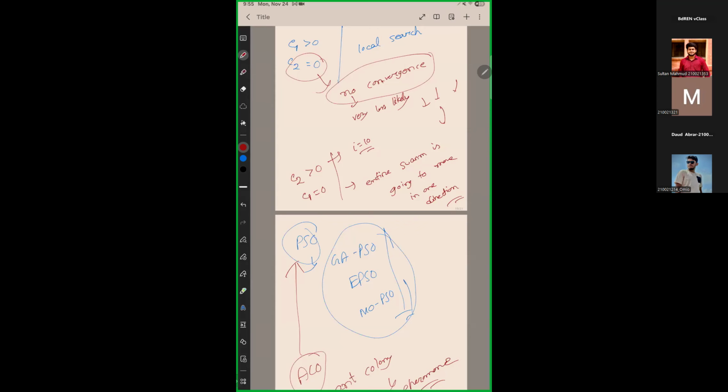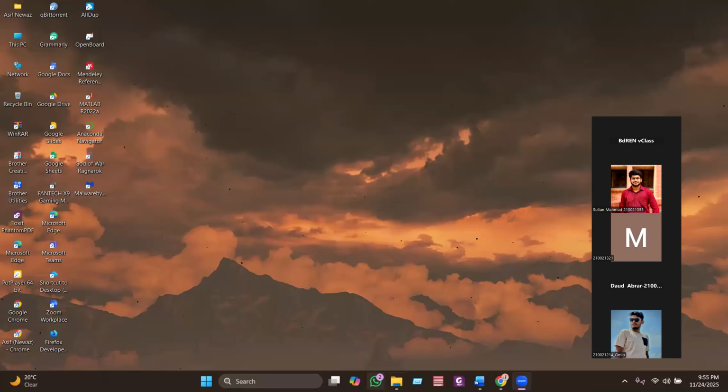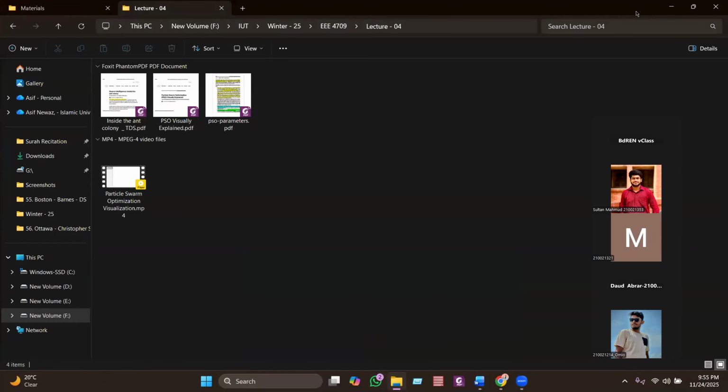The iteration depends on whether you are converging to a solution or not. Let me show you. Can you see the screen?